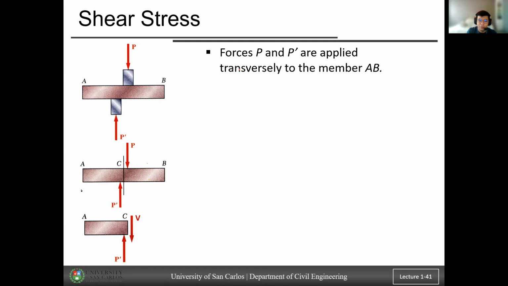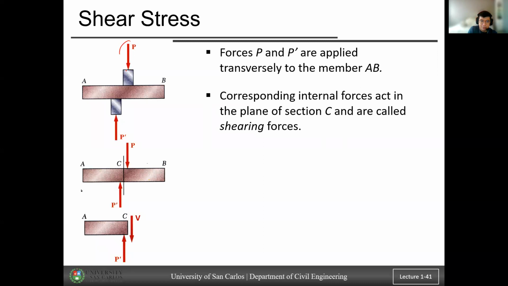So if you see the figure, forces P and P prime are applied transversely to the member, meaning transversely opposite to each other, as you can see here. So corresponding internal forces act in the plane of section C. So meaning, they pass through there, right?